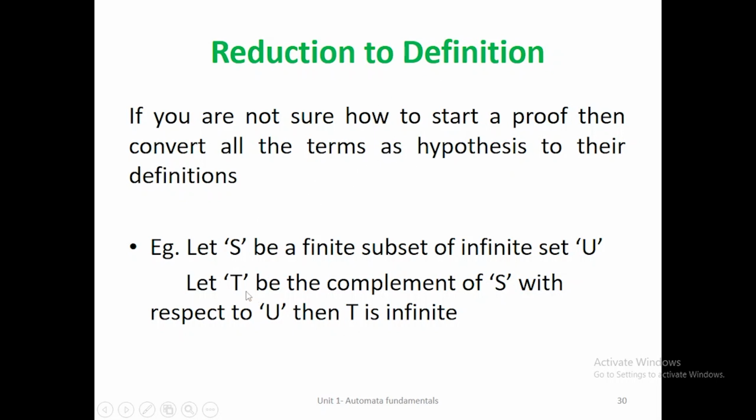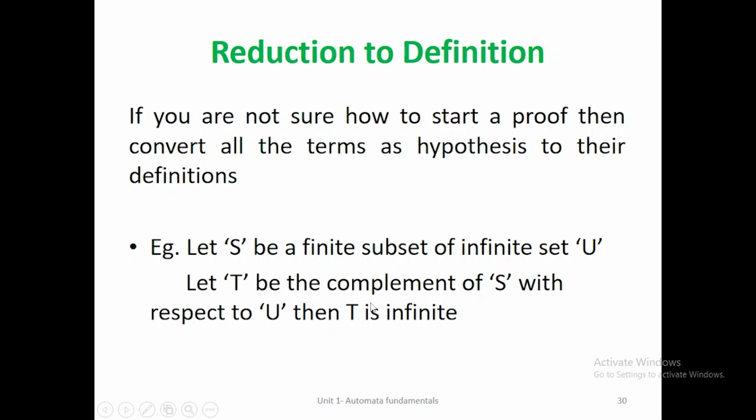They are giving the example. Let S be a finite subset of infinite set U. Let T be the complement of S with respect to U. Then T is infinite. So how can you solve it? If it is a finite subset, it means the number of elements available in the set S is countable. But it is a subset of what? Infinite set U. Infinite set means the number of items available in U is uncountable. So this is what is given.